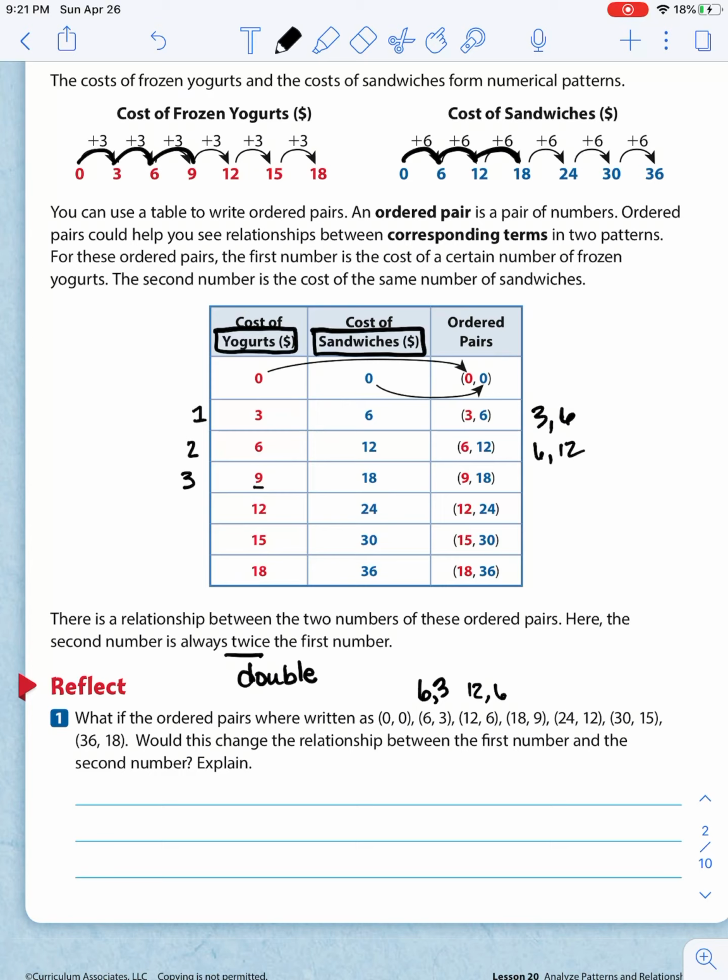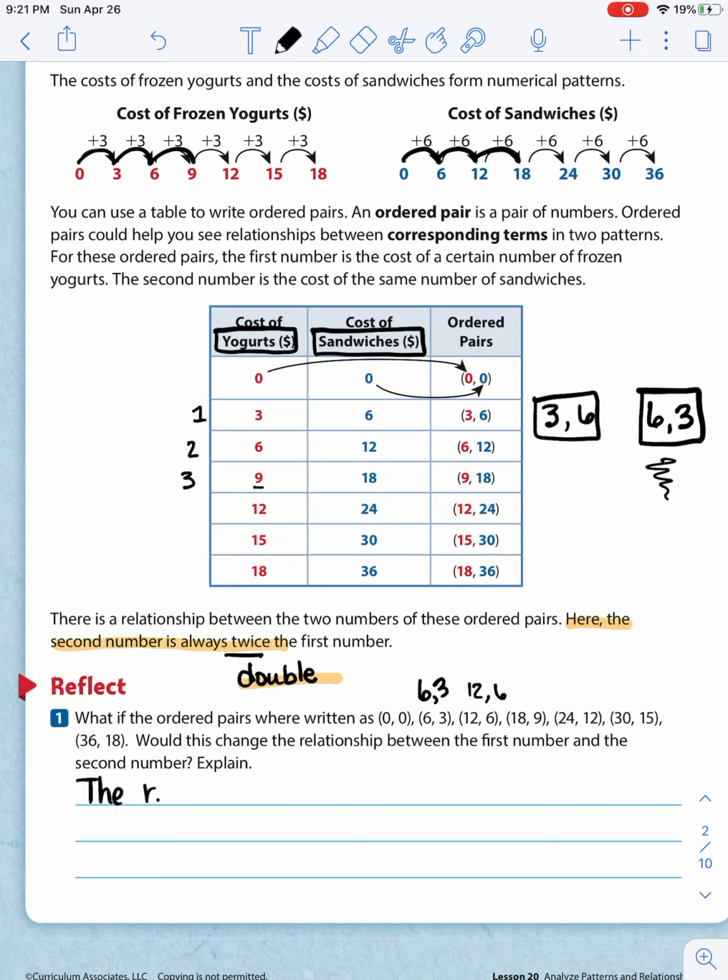Let me ask you a question. Is the relationship, or how these two numbers are connected, if it's 3, 6, and in the new one down here in the reflect, it's now 6, 3, is the relationship between these two numbers the same or different than the relationship between those two? Here's what they told you. In this one, the second number is always twice or double the first number. Is that the same here in the new ones they're giving us? It is not.